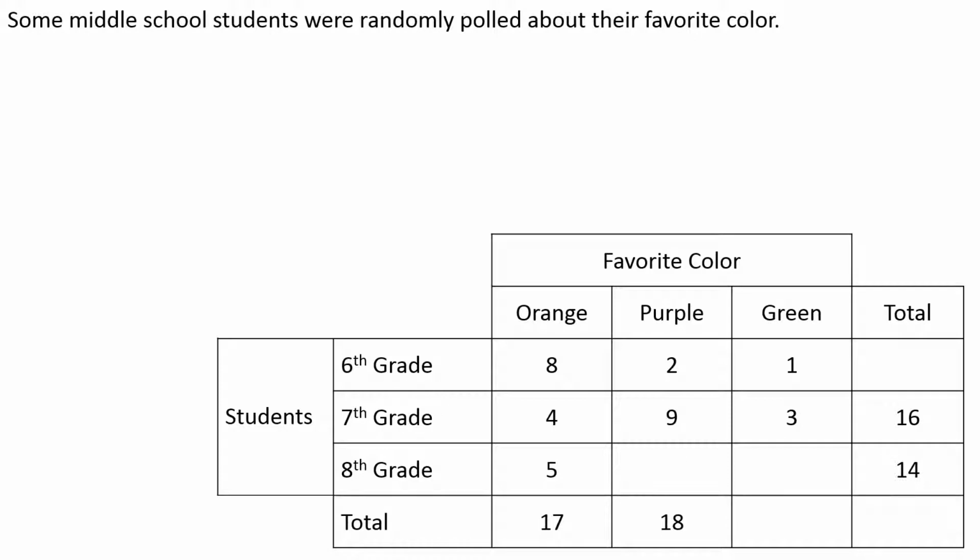Now this is still a two-way table. That doesn't mean there's only 2 categories of students or 2 categories of favorite color, right? It's a two-way table because I'm looking at students as one category and favorite color as another category. But here, students are broken down into 6th grade, 7th grade, 8th grade. Favorite color? Mysteriously, no one picked red or blue or anything like that. But holy cow, they sure like their orange, purple, and green. And so let's take a look at this table and answer some probability questions off of this.